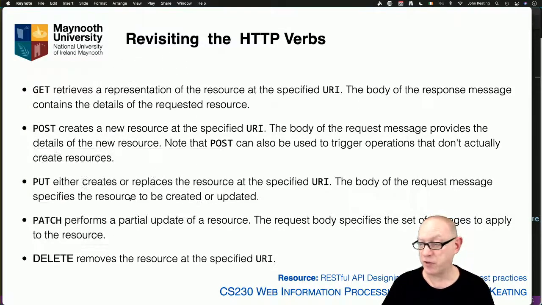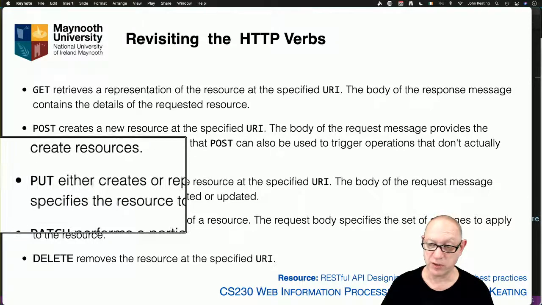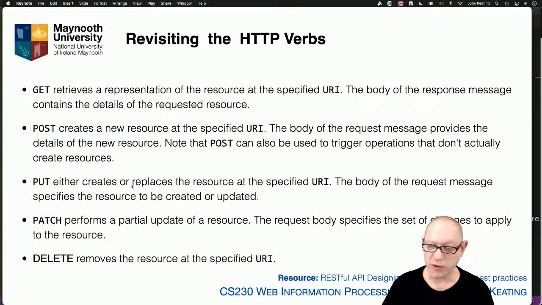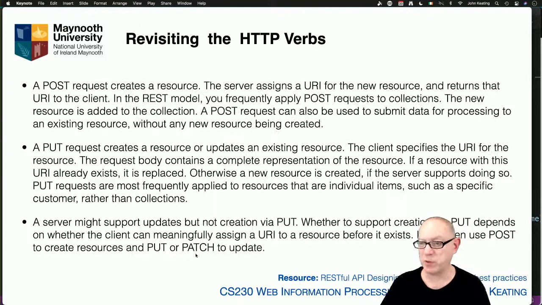PUT creates or replaces resources. You might want to update or replace a resource that doesn't exist. If it doesn't exist already, you're actually using PUT to implement a POST type of action. PATCH is a nice one: it performs a partial update to a resource, and the body specifies the changes to apply. And DELETE, of course, removes the resource.